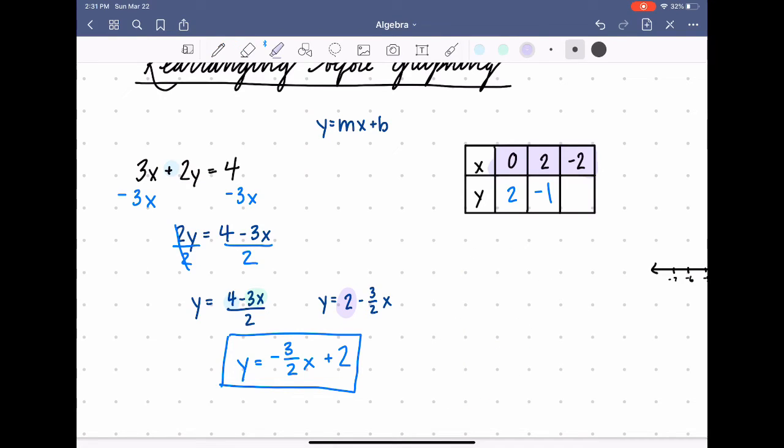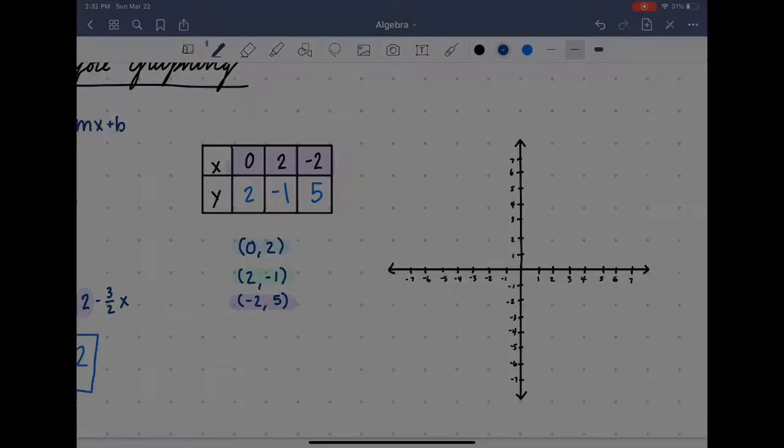Now one last time, and this time I'm going to plug in negative 2. Y equals negative 3 over 2 times negative 2 plus 2. Notice how each time I'm using that formula that I solved for. When I do negative 3 over 2 times negative 2, I get 6 over 2, which is also just 3. 6 divided by 2 is 3, plus 2. So y equals 5. Okay, so I finished my chart, and now I can use these as 3 different ordered pairs and put them on my graph.